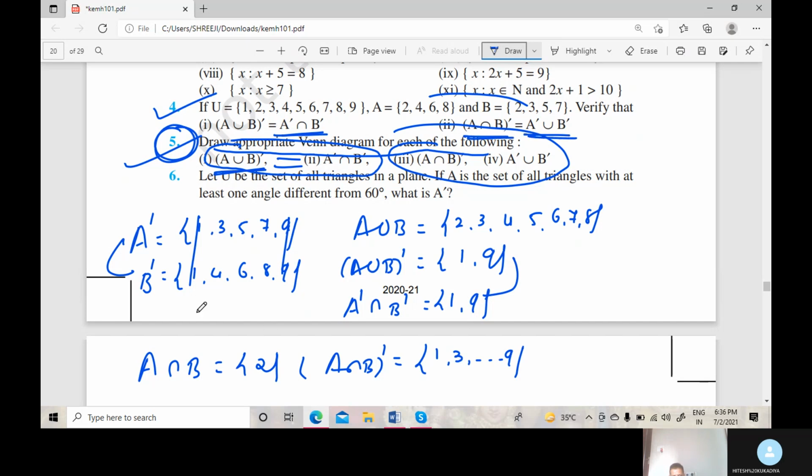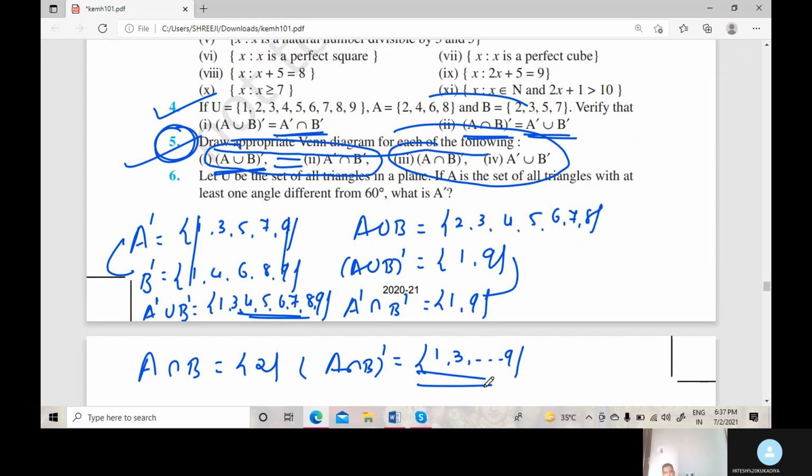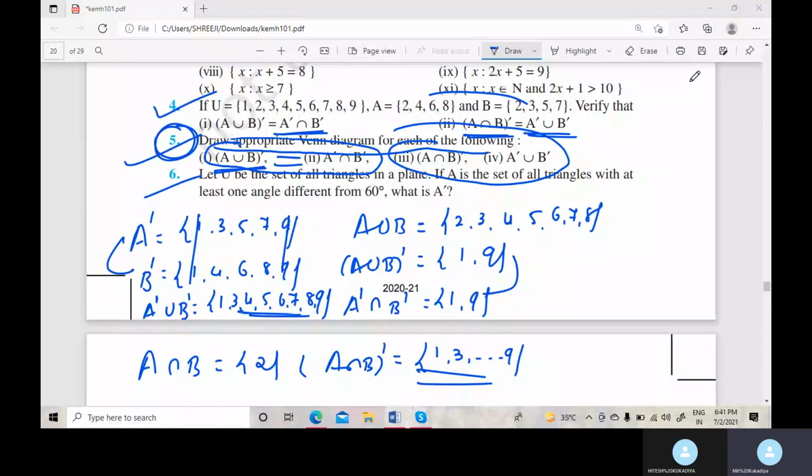Now the RHS, A dash union B dash. Write all the elements: 1, 3, 4, 5, 6, 7, 8 and 9. So these two results are equal. So the second law also verifies, student. Clear, student? Did you understand? Okay. Last, question number 6 remains.